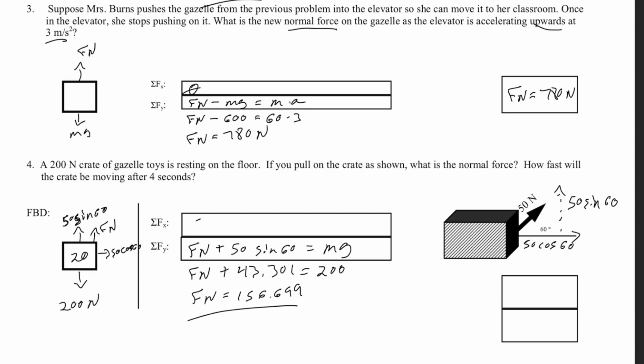How fast will the crate be moving after 4 seconds? It's going to start at 0. We're looking for the final velocity. Time is 4 seconds. We need that third known variable to do our kinematics, so we're going to use the net force equation, the x. 50 cosine 60 is equal to 20 times a. I put 50 sine 60, my apologies. 50 cosine 60 is equal to 20 times a. Get 50 cosine 60 from my calculator, divide by 20 to the other side, and I'm going to get 1.25 as my acceleration.